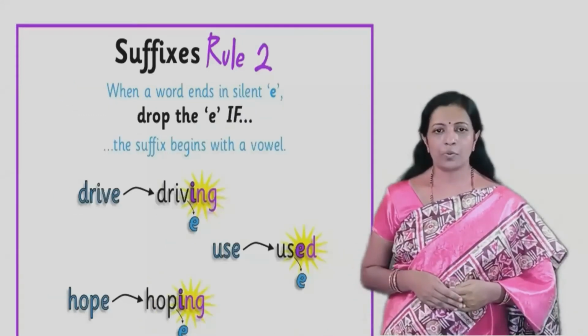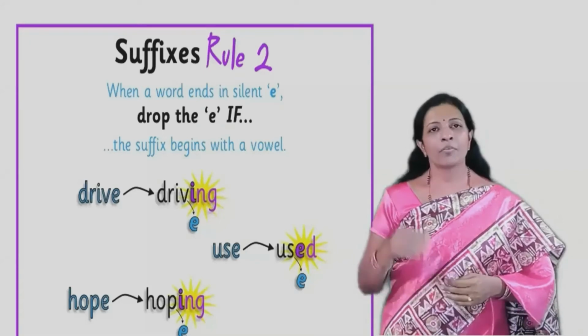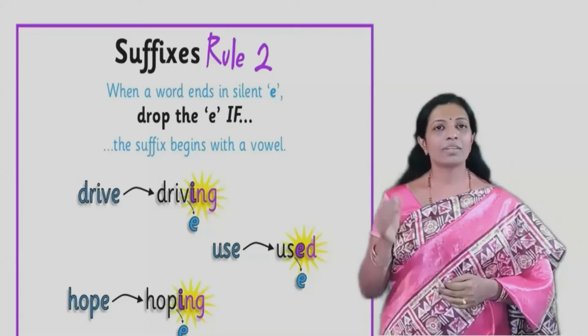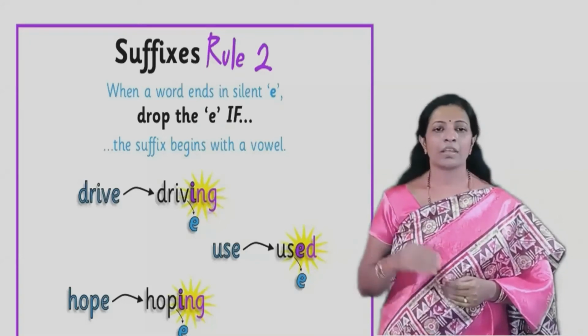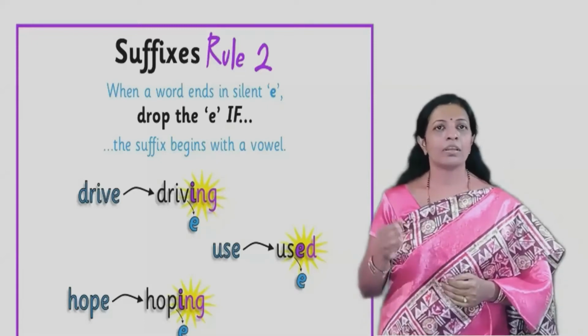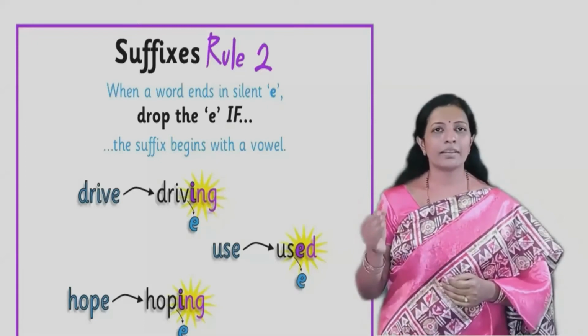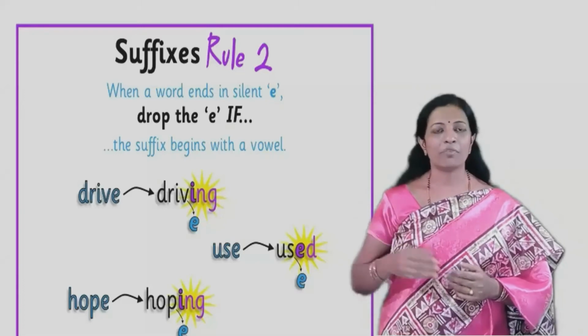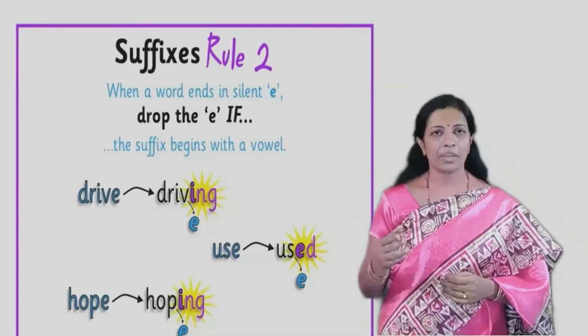The second important rule is about a word which ends with a silent E, for example, drive. Here the last letter E cannot be heard when we are pronouncing the word drive.